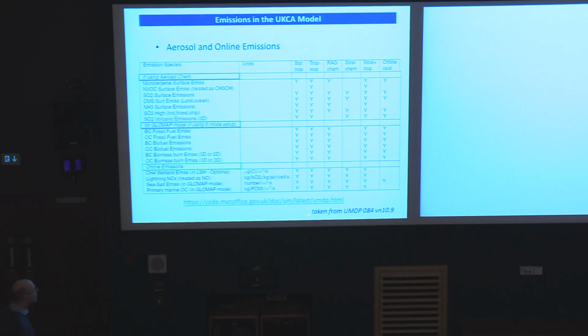These tables come from a documentation paper. For almost every component, or actually every component, I imagine, you get a documentation paper that you can download in its latest version from this website. The documentation paper 84 is for UKCA, and chapter 10 deals with the emissions. It's an invaluable source of information.